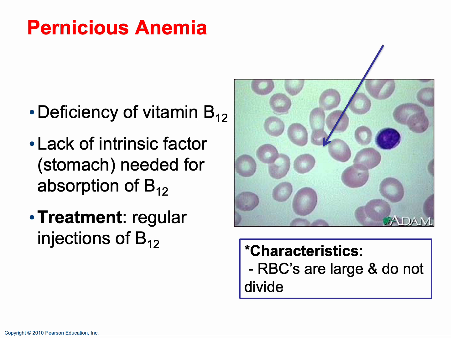The next type of anemia we're going to take a look at today is what's known as pernicious anemia. This is ultimately caused by a deficiency of vitamin B12. So somebody's not getting enough vitamin B12 in their diet.